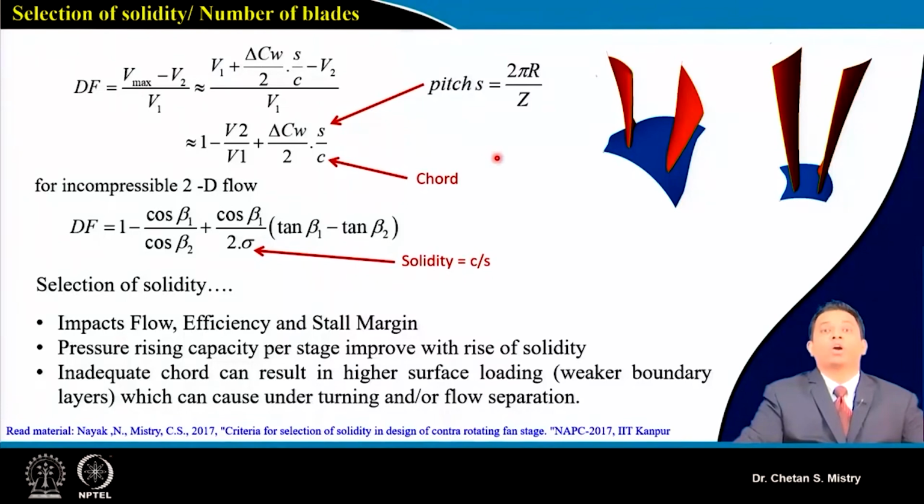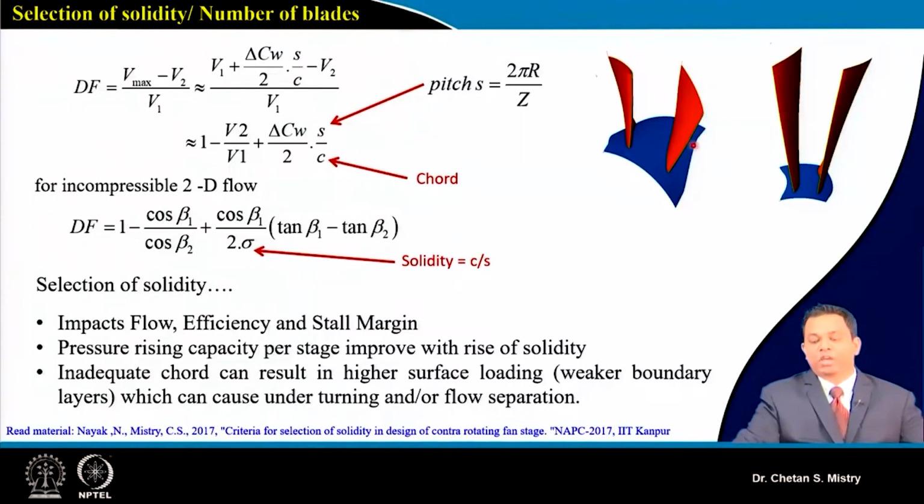So in order to have fully developed turbulent flow on the surface, we need a sufficient amount of length, that means a sufficient amount of chord for that particular blade. Only then will we have the flow we are looking for. If there is inadequate chord, we will have higher surface loading, giving a very large flow turning, and that may lead to flow separation.